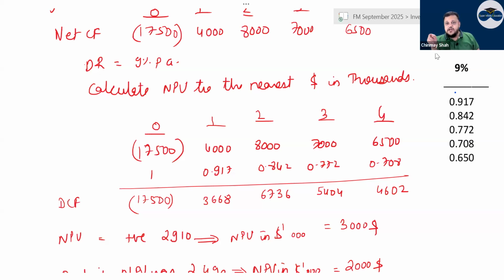Means what? 2.910. Calculate NPV to the nearest dollar. Dollar means what? $1, $2, $3 in thousands. So if it is 2910, it will become 3000. Right? So write it down.